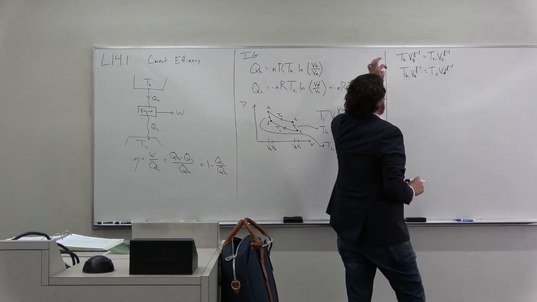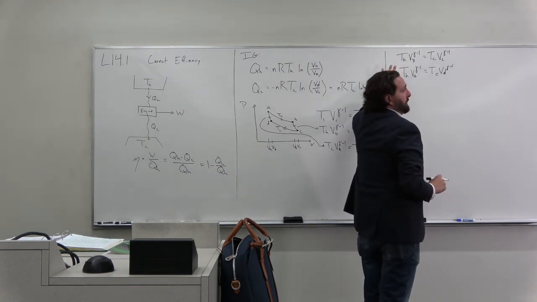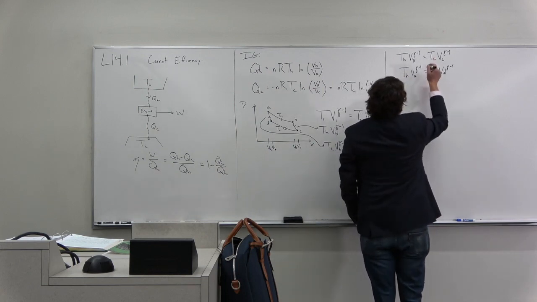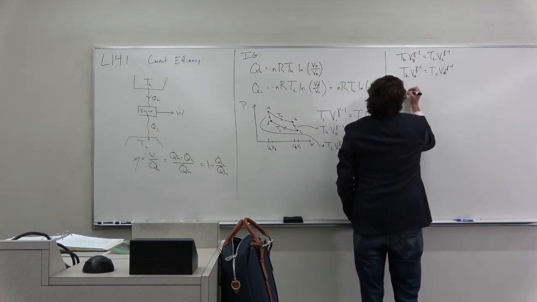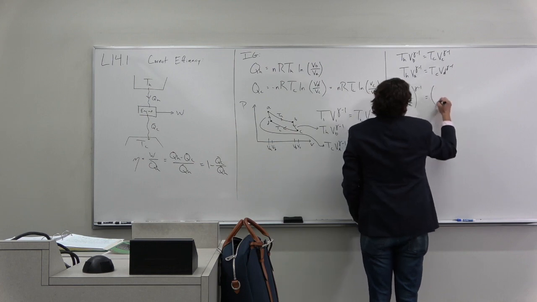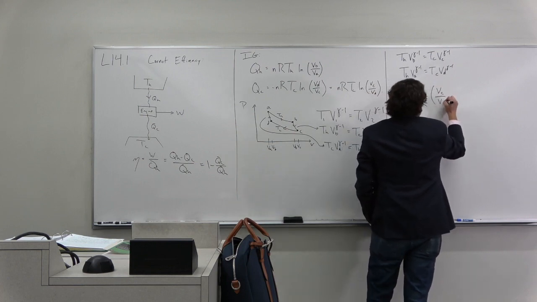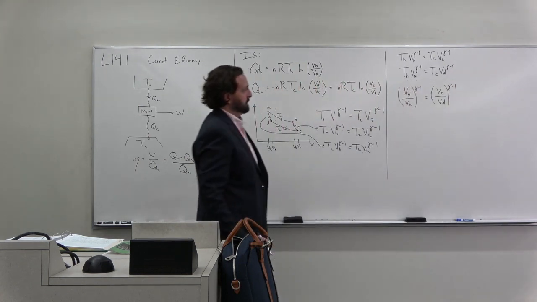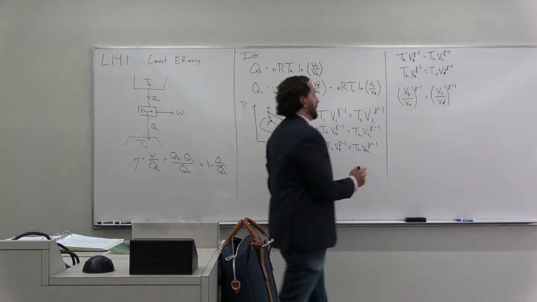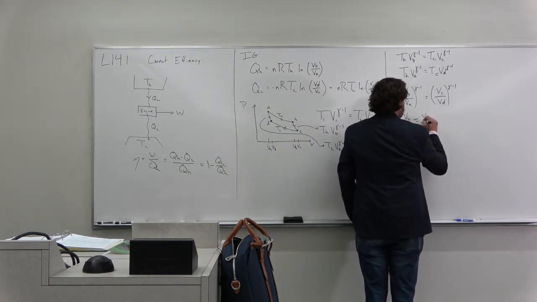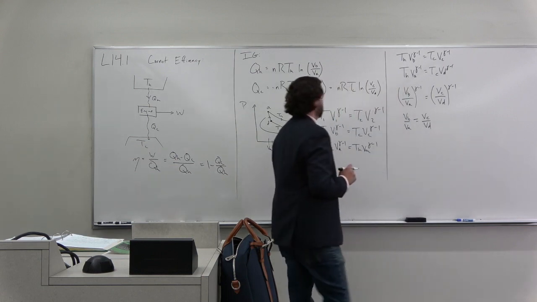All right, so what I'm going to do is take this equation and divide by this equation. We're going to take this one and divide by that one, and we're going to get (V_B/V_A)^(γ-1) = (V_C/V_D)^(γ-1), or V_B/V_A = V_C/V_D.